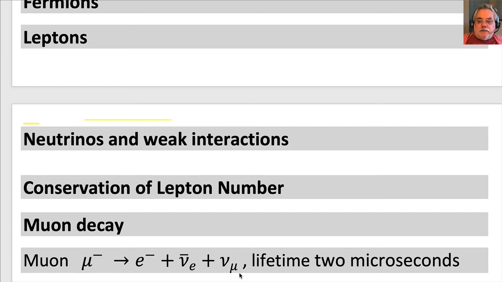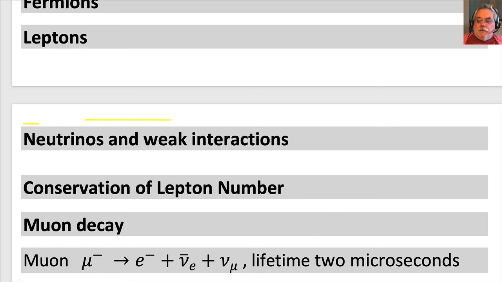Lepton number is conserved. It is 1 on each side. 1, 1, -1, 1. Muon number is conserved, it is 1 on each side. 1, 0, 0, 1. Electron number is conserved, it is 0 on each side. 0, 1, -1, 0.